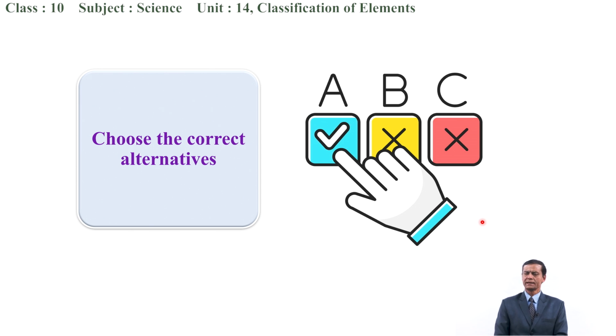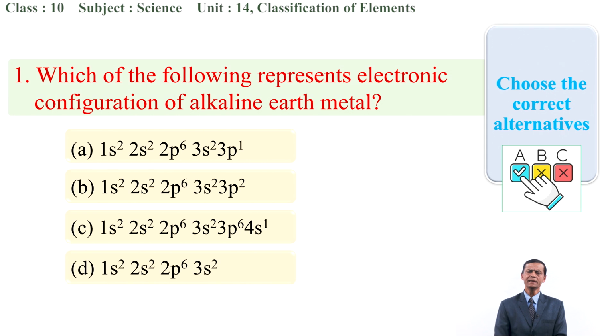Dear students, now we are performing one activity. What activity? Yes, multiple choice questions we have to practice. Choose the correct alternatives from the given. Now, let's see. Question number 1 is like this. Which of the following represents the electronic configuration of the alkaline earth metal? Yes, look at here. 1s2, 2s2, 2p6, 3s2, 3p1. Try to find the alkaline earth metal, isn't it?